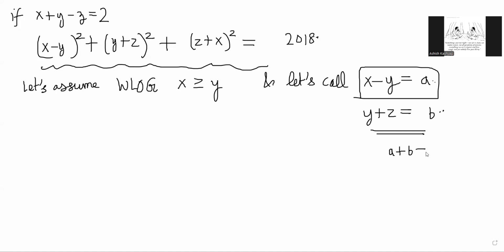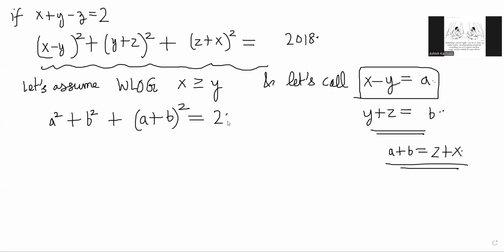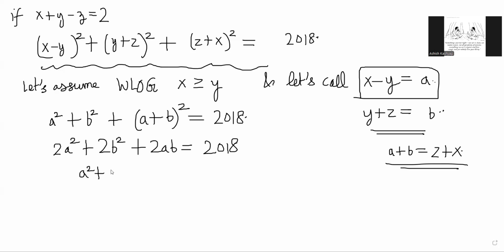What is a plus b? A plus b is x plus z, right? So now look at this equation. This is looking like a square plus b square plus (a plus b) whole square is equal to 2018, correct? So this becomes 2a square plus 2b square plus 2ab is 2018. So this is becoming a square plus ab plus b square is equal to 1009. I hope everybody is following, right?